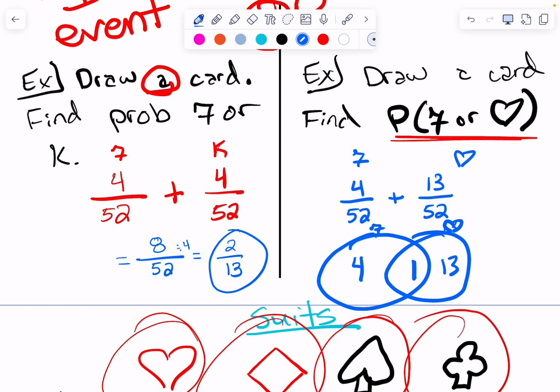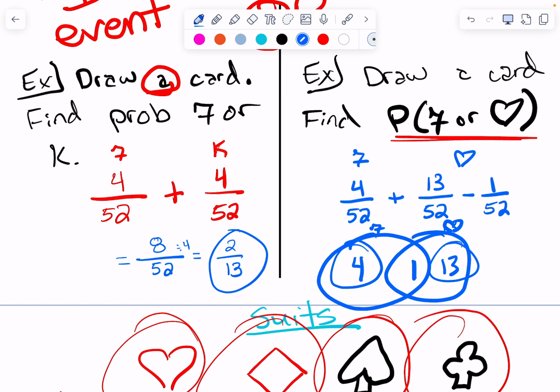A 7 can also be a heart, right? You can have the 7 of hearts. You can have a card that's a 7 and a heart at the same time. So I have counted the 7 of hearts over here, and I've counted the 7 of hearts over here, which means I have one card that's double counted, right? So how do I fix that? Take one off. I'm going to subtract 1 so that it's only counted once.